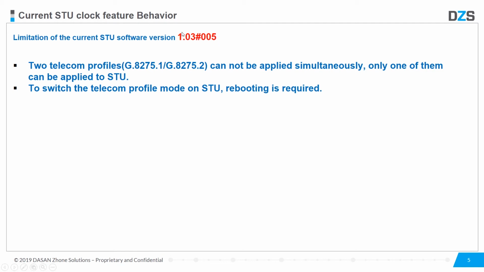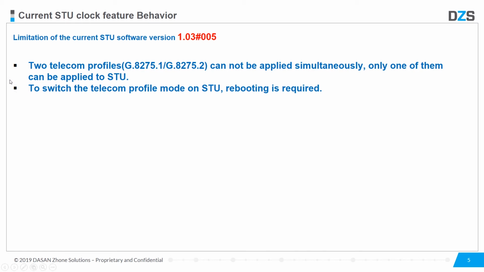STU software version 1.03/005 has the following limitations. First of all, telecom profile G.8275 for 4G network and telecom profile G.8275.1 for 5G network cannot be applied to STU at the same time. This is because STU currently operates telecom profile based on system.